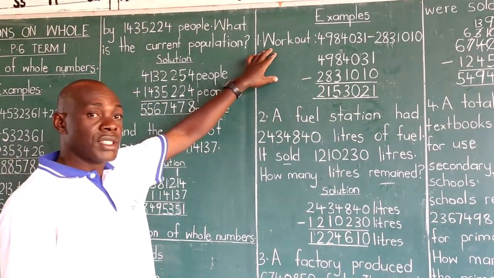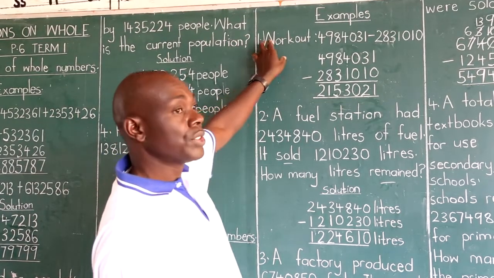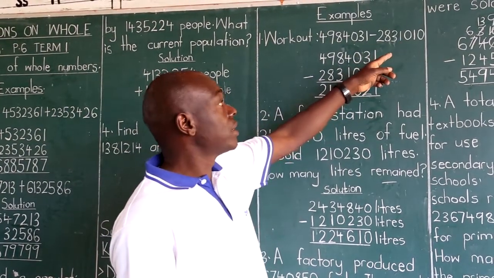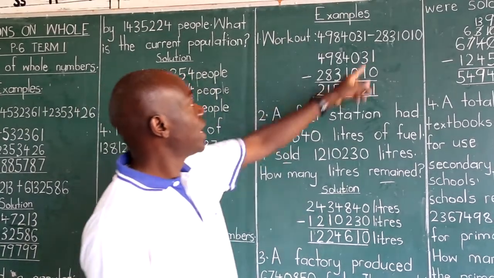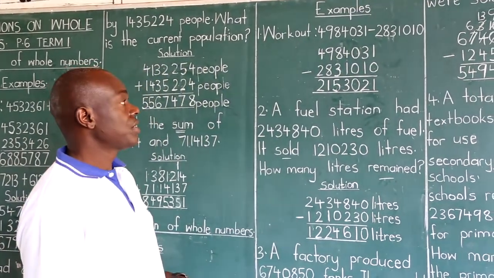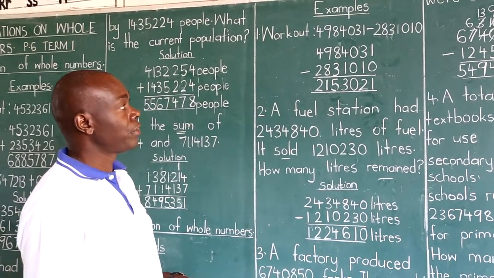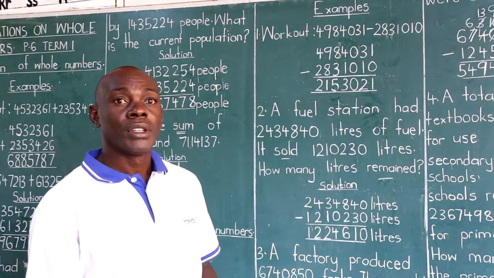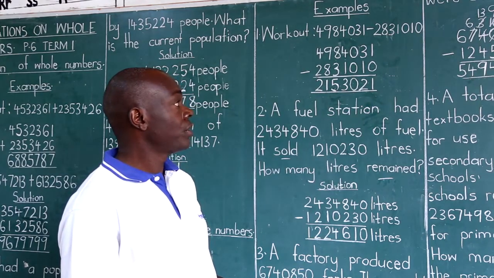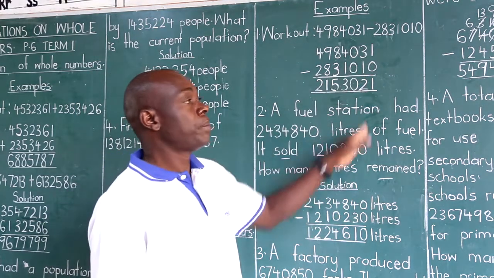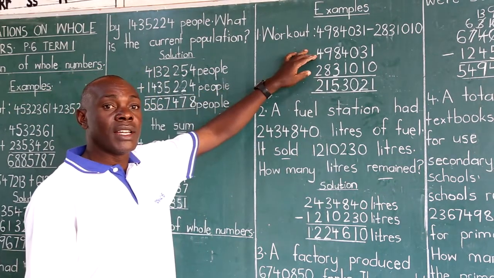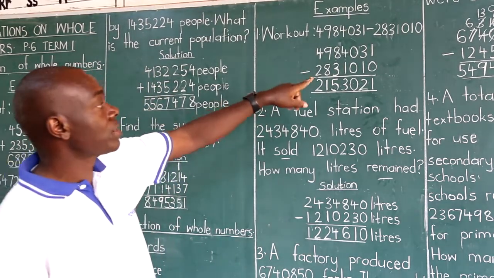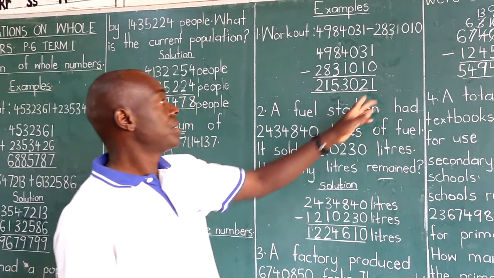Like number 1, it tells you work out 4,984,031 minus 2,831,010. Since we have got a minus sign of subtraction here, we are just going to do the needed subtraction, following the same path we followed in addition, that is following place values. So on top, write 4,984,031, then down write minus 2,831,010, and then please subtract accordingly.